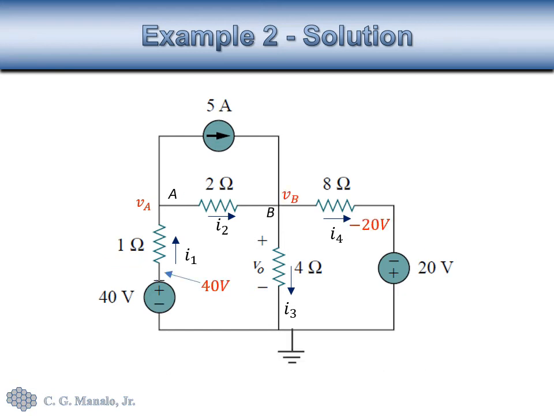Now we could label this node, or we could assign this node as our ground node, and that should give us the potentials on this point as simply 40 volts, and this one as negative 20 volts here. Here it's still the same V sub A, and here it's V sub B, which looks simpler compared to the previous assignment of the ground node. So we'll just use this configuration.